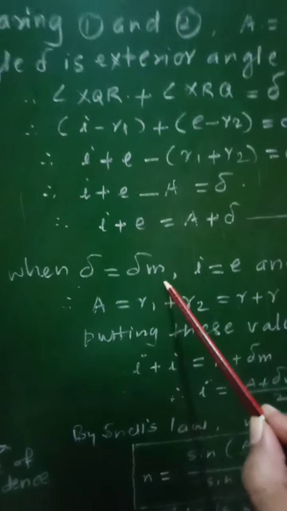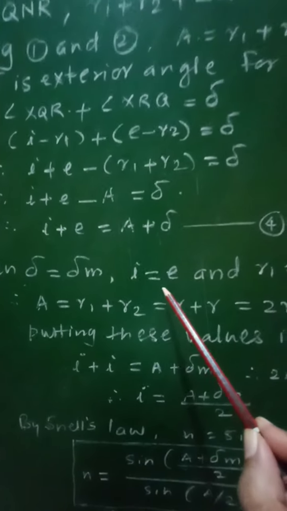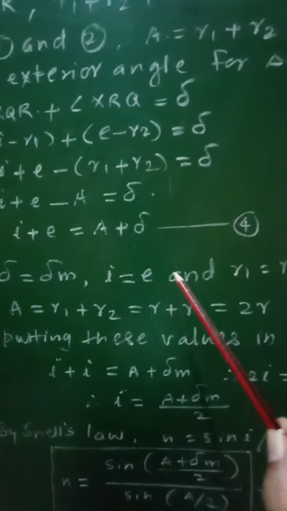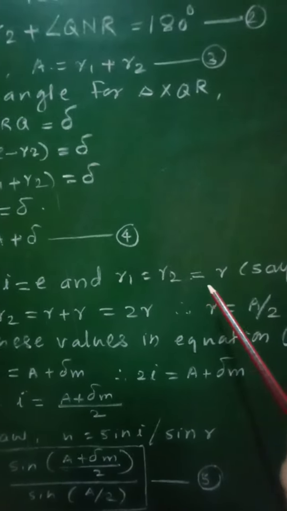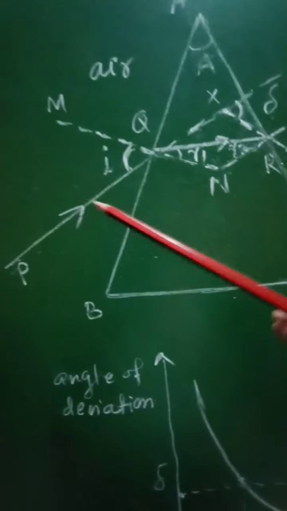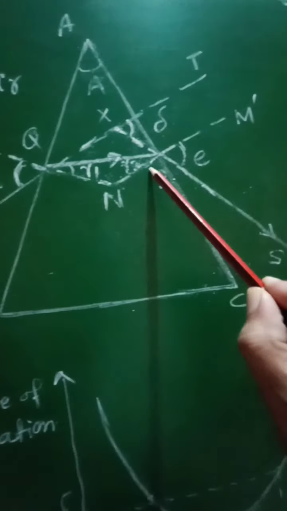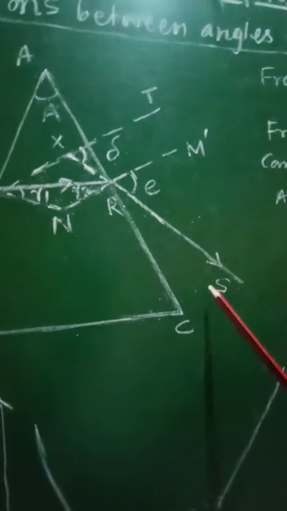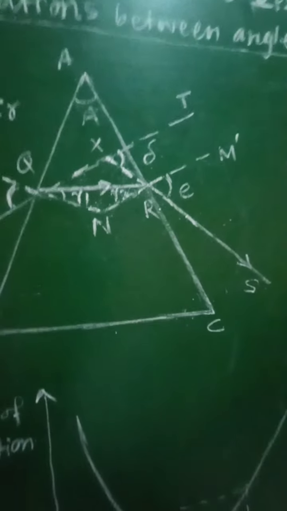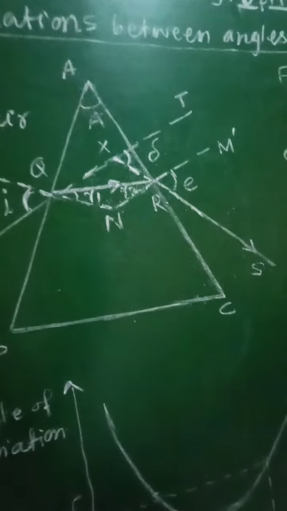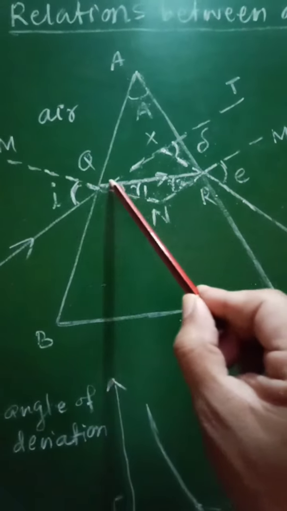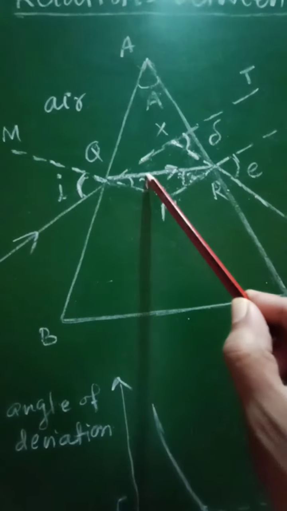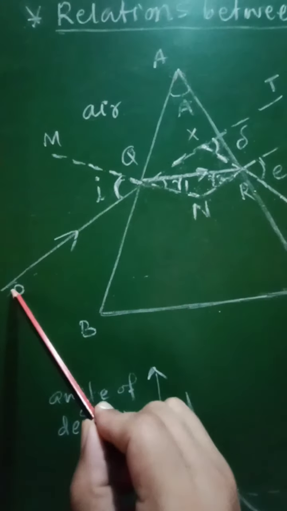And therefore now when delta is equal to delta M, when angle of deviation is equal to minimum angle of deviation, at that time I is equal to E, and at the same time R1 will be equal to R2, let it be suppose R. So here from this figure, if it is incident ray, it is refracted ray, and it is emergent ray, if we use the principle of reversibility of light, then this ray will be considered as incident ray, again it will be as refracted ray, and this will be the emergent ray.